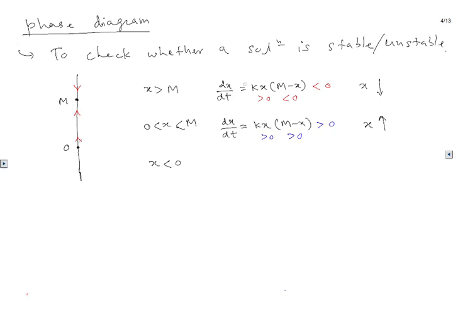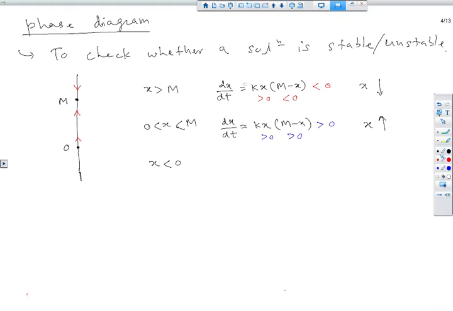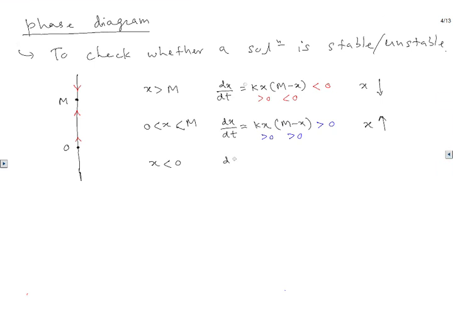And then the last case. So what's the last case? You can see that x is negative, smaller than the lower critical point. So in this case, dx over dt, which is kx times (m minus x).